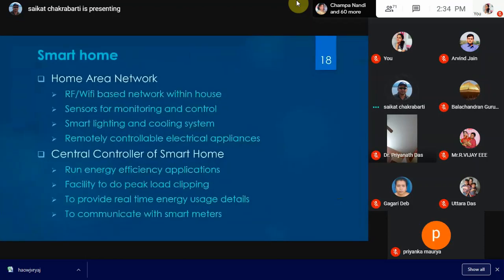Okay. So then we have come to the next module that we have, which is smart houses. So within the houses, we have a central controller. It's actually a tab. And in that tab, we have a number of applications loaded. So through those applications, we can actually control the loads within the houses. Okay. And thereby the houses can participate in the demand response program.